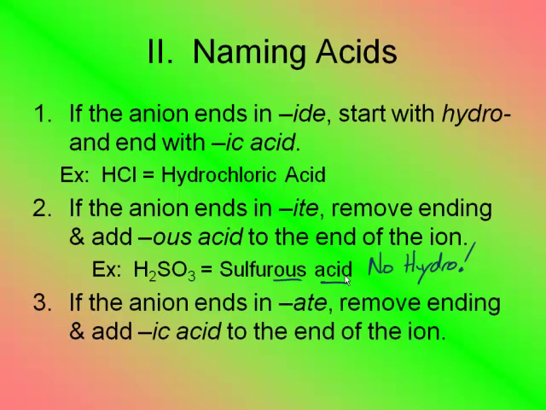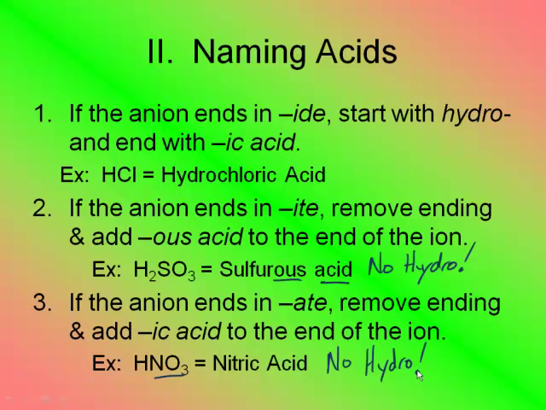And the opposite one would be the ates. Okay, so if the anion ends in ATE, you're going to remove the ending and add ic acid to the end. So HNO3 becomes nitric acid because NO3 is nitrate, so the nitrate becomes nitric acid. Again, no hydro. The hydro tells you that it's what's called a binary acid, meaning there are only 2 atoms in the actual molecule. Okay? Or 2 types of atoms.